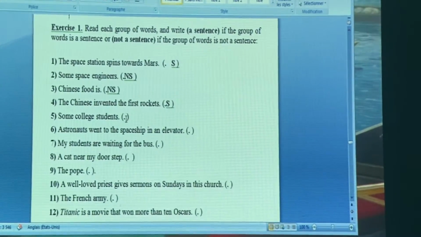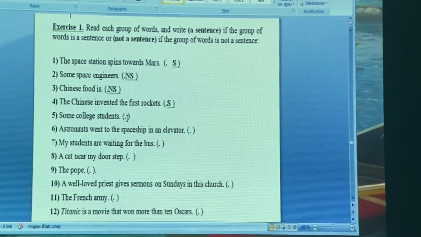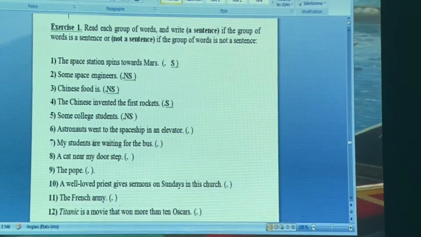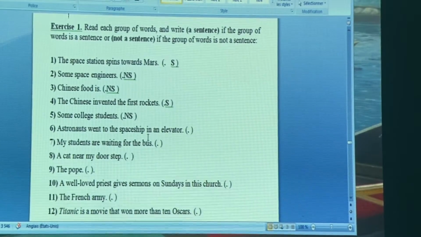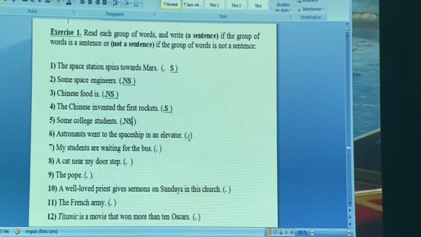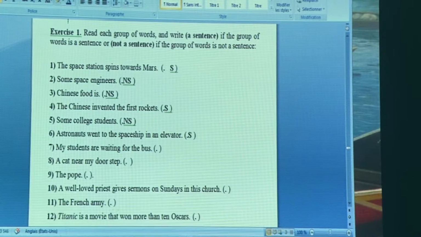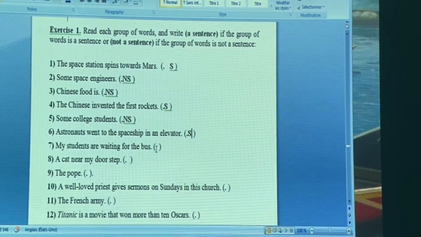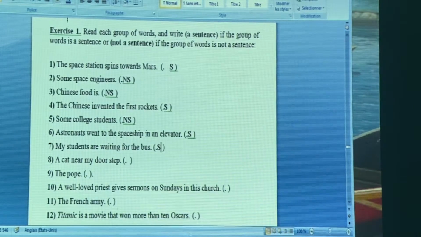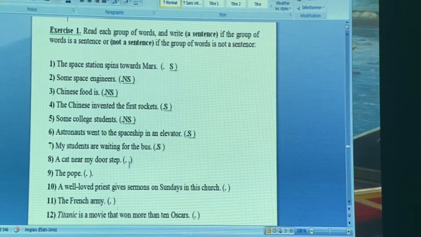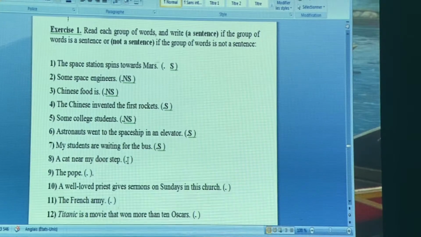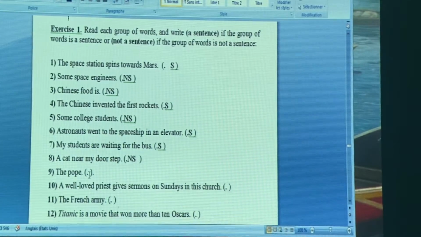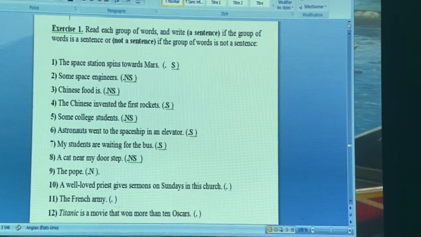Some college students did what? They played, they sang, they danced. It's not a sentence, it's not complete. Astronauts went to the spaceship in an elevator. This is a sentence. My students are waiting for the bus. This is again a sentence. A cat near my doorstep. It's not a sentence because it doesn't have a verb. The Pope. Again, this is not a sentence.